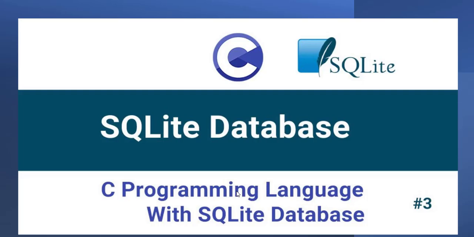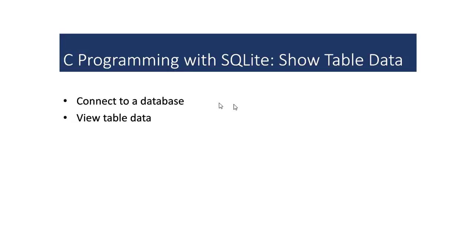Hello everyone, welcome to video number 3 in our C programming language with SQLite database series. In this video, we are going to learn how to use the C programming language to display data from SQLite database tables. This is a continuation of my previous videos in this series. In the process of using C with SQLite, we will connect to a database and view the data in a database table.